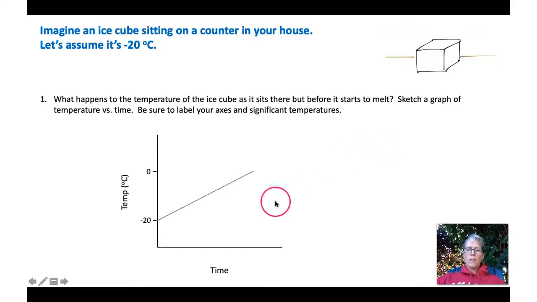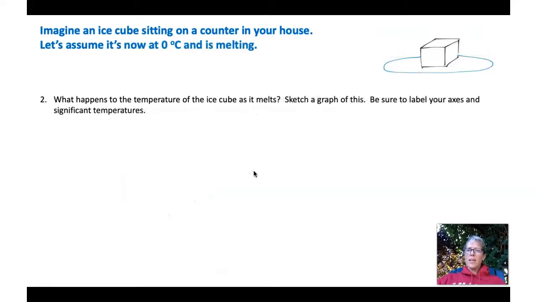So the graph will look something like this. Temperature will start at minus 20 and it will rise to 0. It's probably not going to rise linearly, but let's just keep it simple and keep it linear. Okay, so next question. Now that it's at 0 degrees, it's melting. So I'd like you to sketch another graph of what happens to the temperature of the ice cube as it melts.